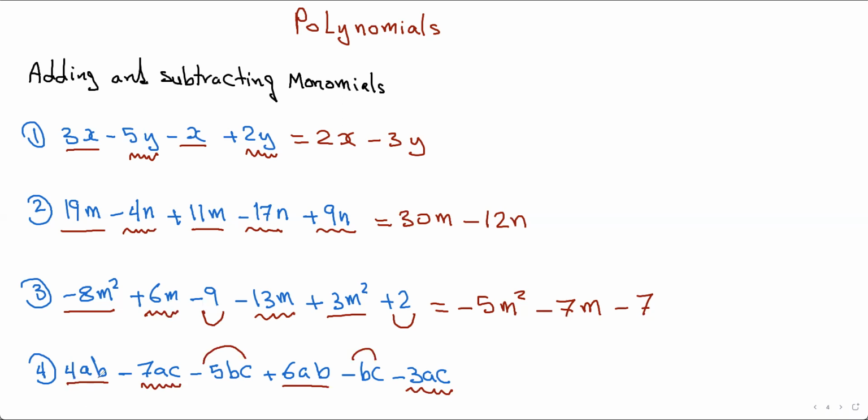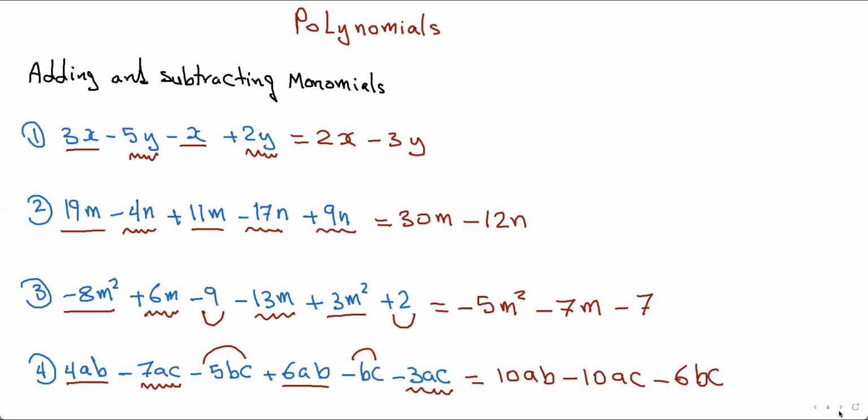So now I go 4AB plus, because this is the like term with it, 4AB plus 6AB, that gives me 10AB. And then I go negative 7AC, and this is the wiggly line here. So negative 7AC, jump over, and then minus 3AC, that will give me minus 10AC. And then the hat here is negative 5BC, jump over here, negative 5BC, jump over here, minus 1BC, that gives me negative 6BC. And that's how we add and subtract monomials.